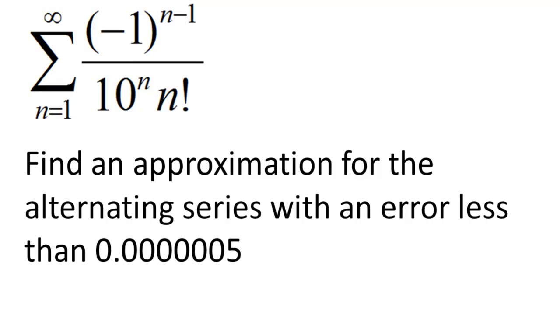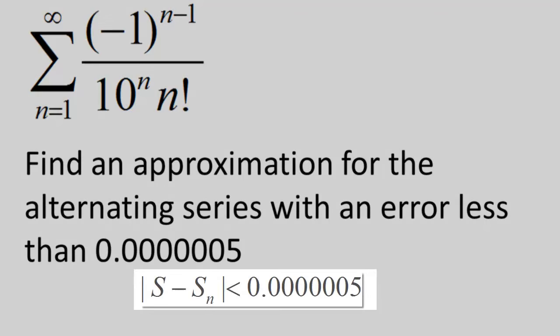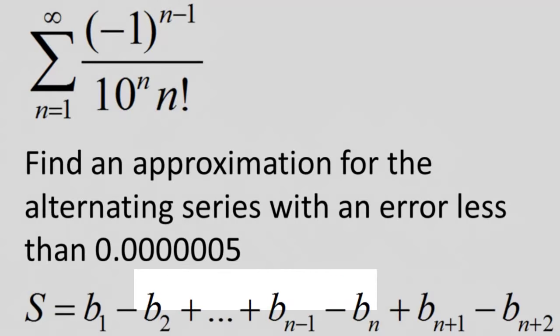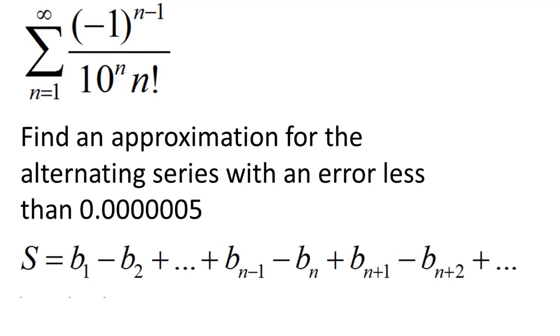Hi, in this video we're going to find an approximation for the alternating series that I have up here that has an error less than 0.000005. Now what that means is I'm trying to find the partial sum, or how large does n have to be so that the partial sum and the true sum differ by no more than that error. First thing I want to do is write out what that sum looks like.